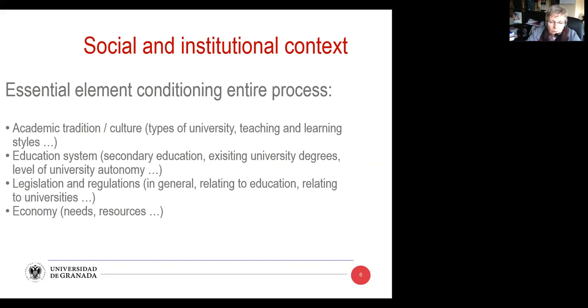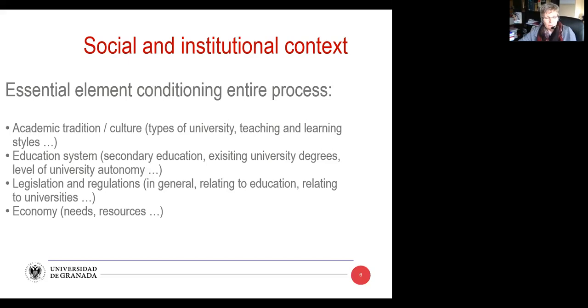So it is not the same for us to design a curriculum for Spain, which is where I have mostly worked, as it would be for you to design a curriculum for Italy, for China, for the US, for the UK, for Poland, for Turkey, and so on. Because although there is, of course, a great temptation to look for universals and for sort of one size fits all, education in particular is very, very culture bound. And so it's impossible for us to look at designing a curriculum without bearing in mind things like academic tradition and culture.